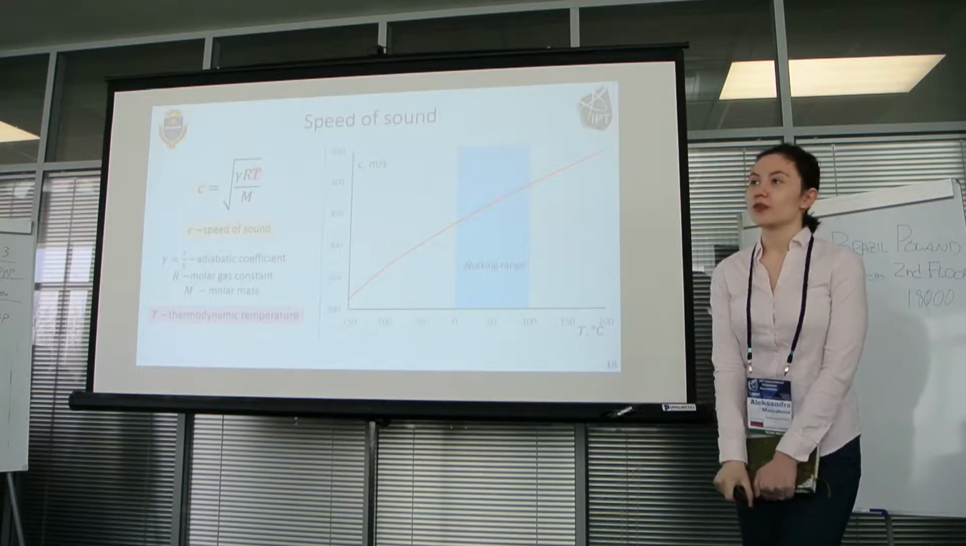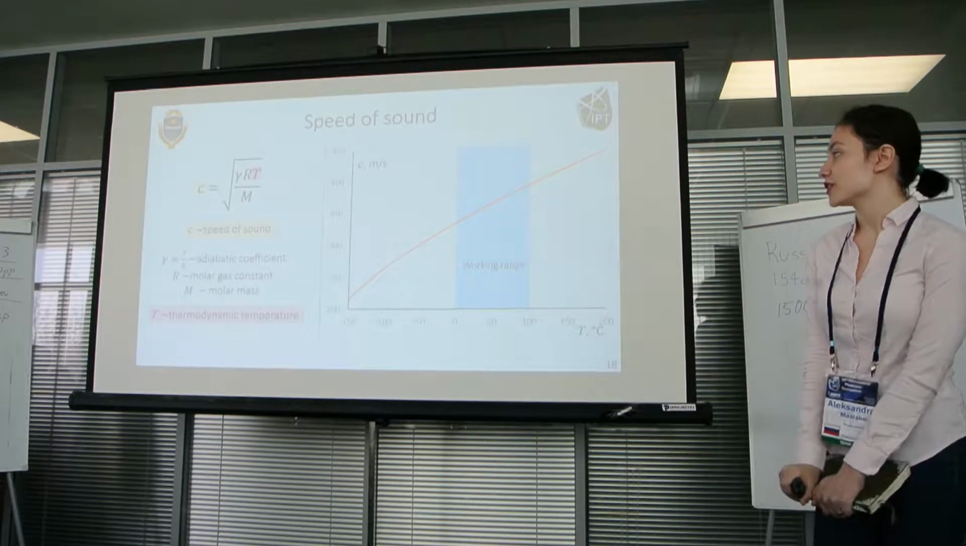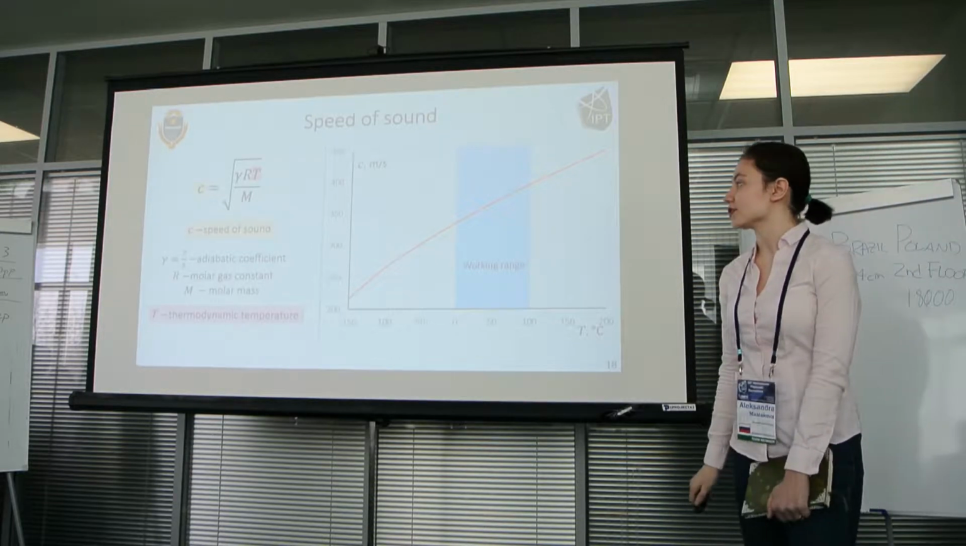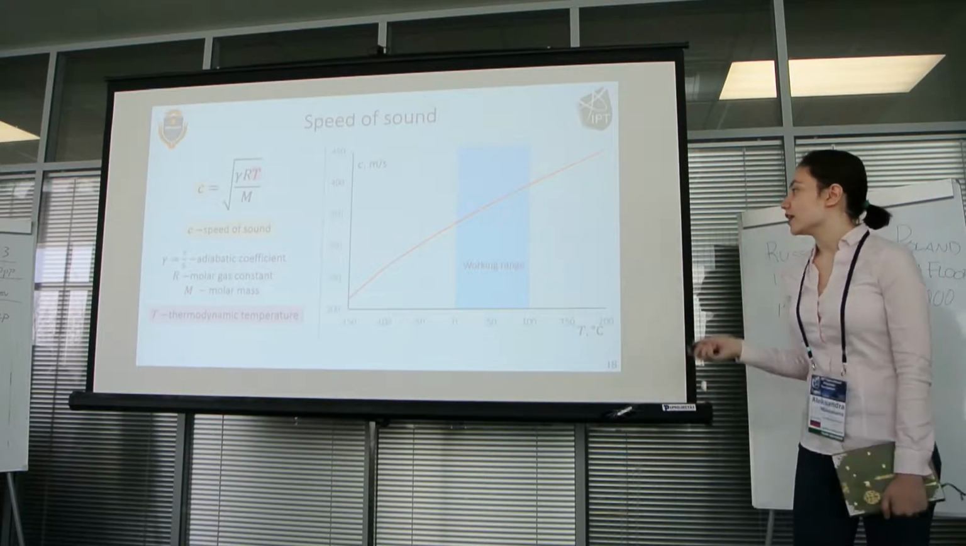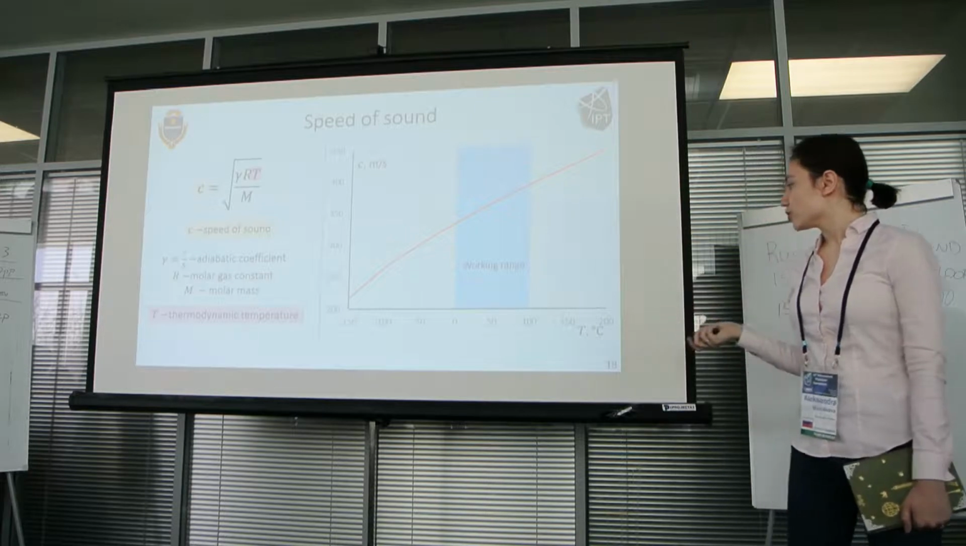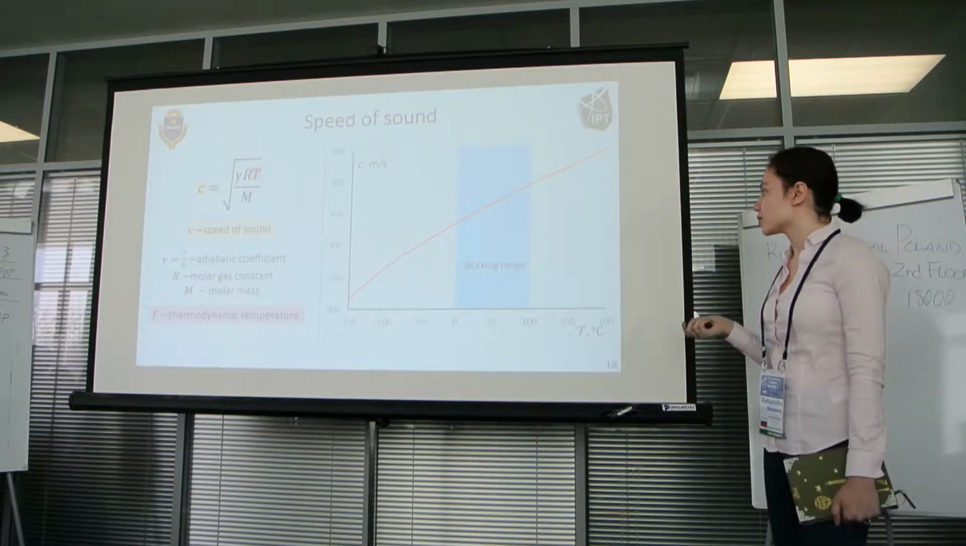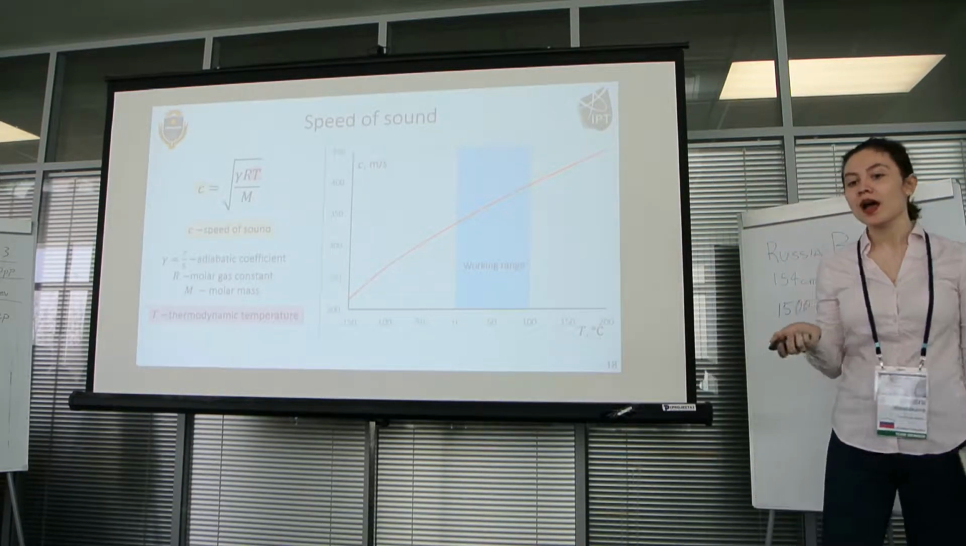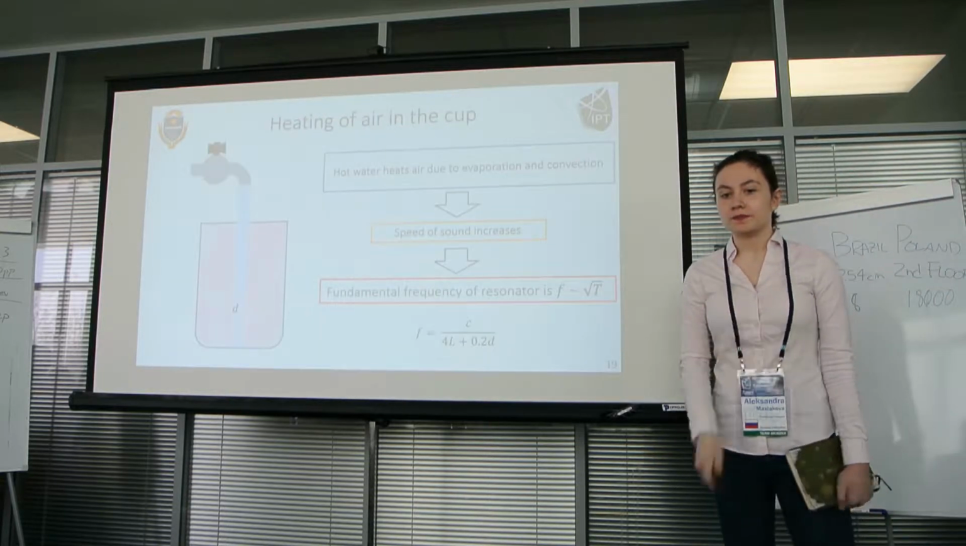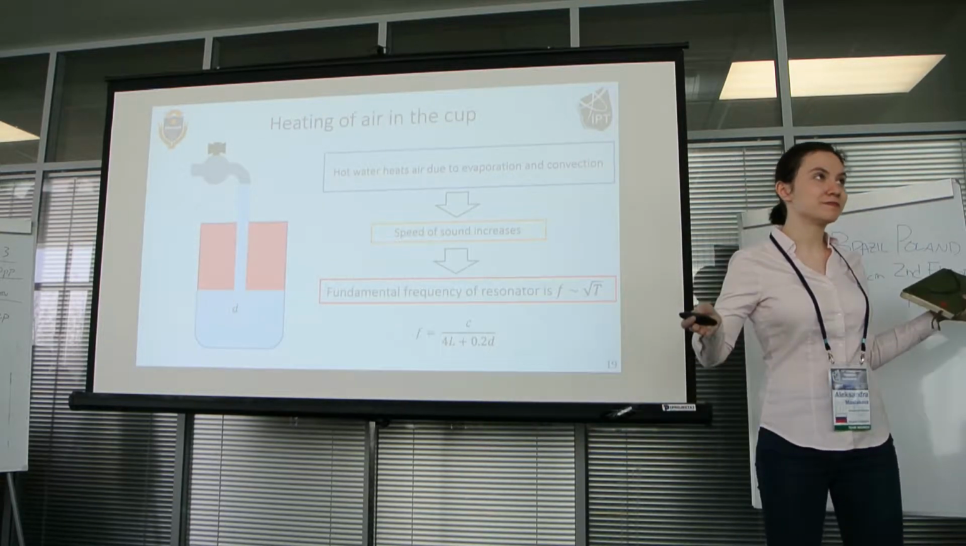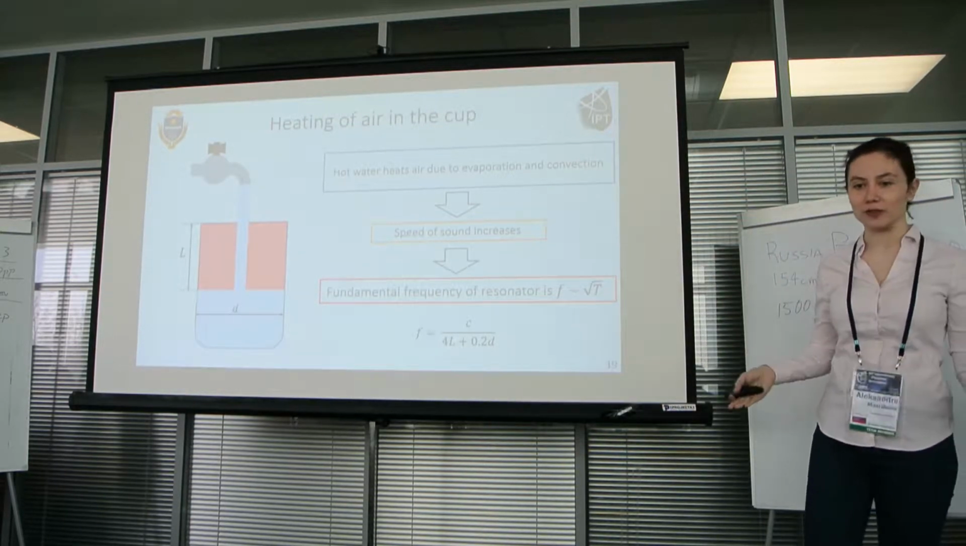So it's very well known that speed of sound depends on temperature as square root, and the difference in our working range between 0 and 100 degrees is considerable. So basically, what is the phenomenon that we base our method on?